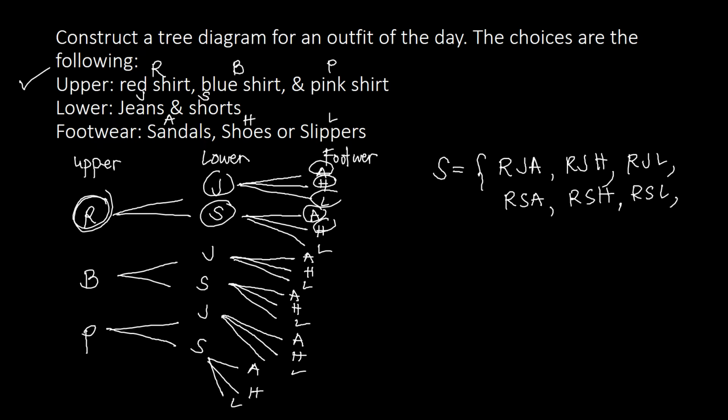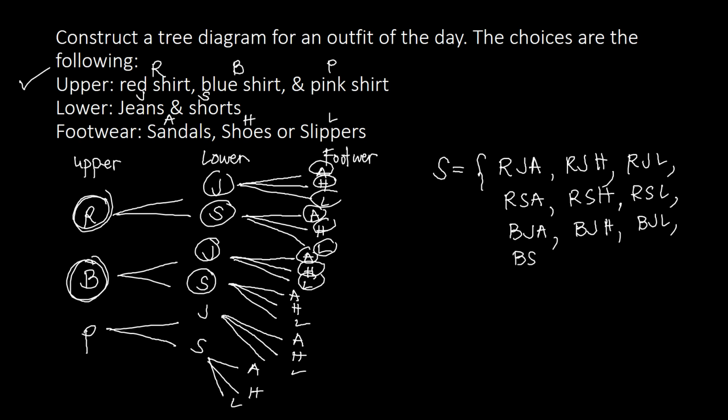Next combination, we go for B, and then J, and another A. So we have here B, J, A. Next one, we have our H. So repeat that one, the BJ, and then H. Next, we go for BJL. Next, we have our B here going over to S.